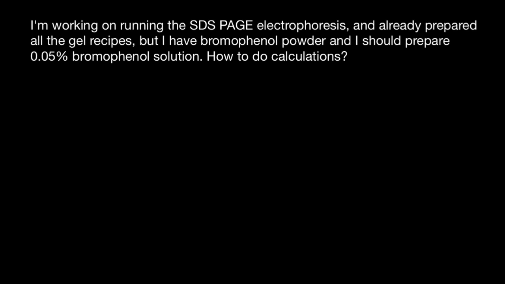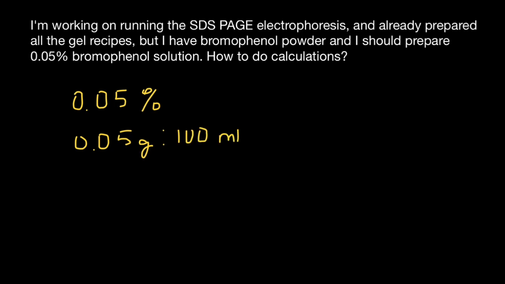If concentration units are not specified when given a percent, it is usually volume per volume for liquids and grams per milliliter for dissolved solids. In our case, 0.05% would equal 0.05 grams per 100 milliliters.